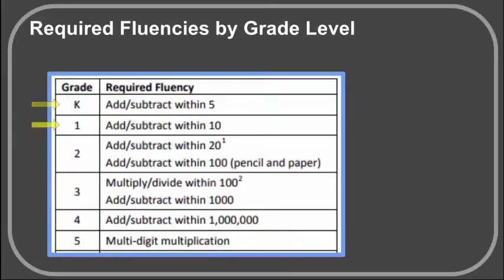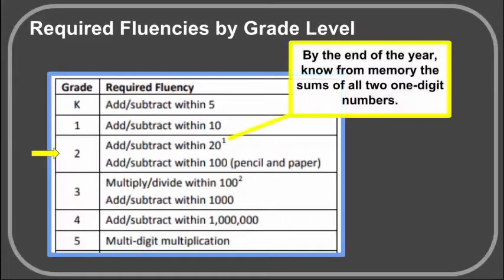In first grade, the emphasis is on being fluent within 10. In second grade, students continue developing first grade strategies to become fluent within 20. Second graders then use those strategies as they work on adding and subtracting larger numbers. By the end of the year, second grade students should know from memory the sums of all two one-digit numbers. As students progress to the upper grades, they begin to focus on fluency with multiplication and larger numbers.